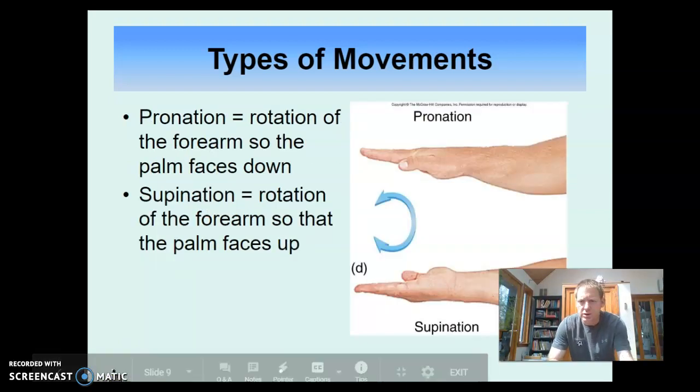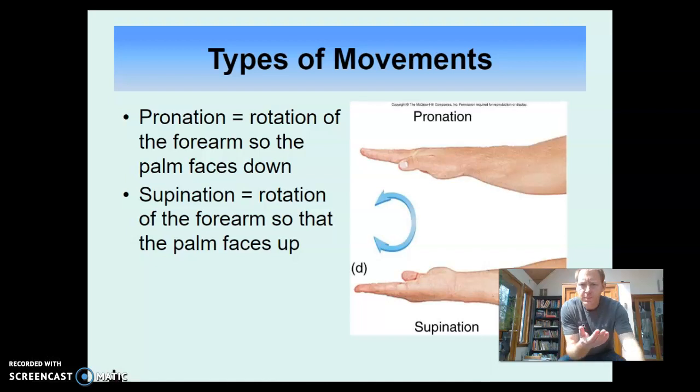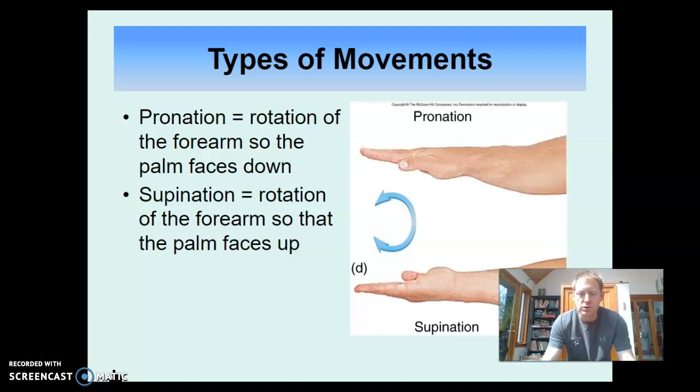Pronation and supination is really very specific to the wrist. It is this forearm motion, and we talked about these terms a little bit in the beginning of the year. But pronation is turning your palms down, and supination is turning your palms up. It's pretty straightforward.